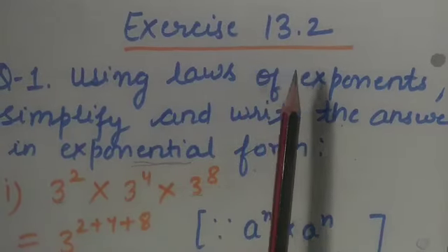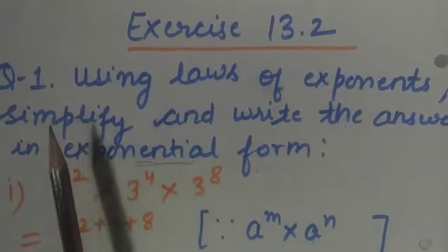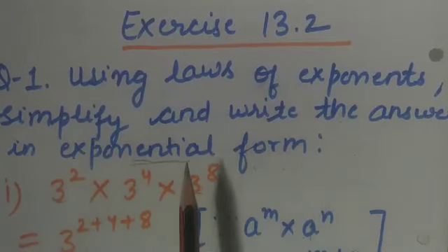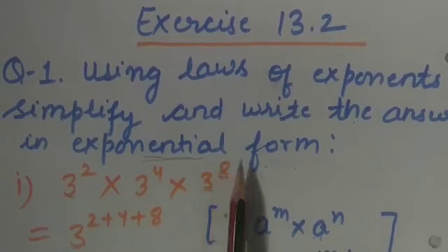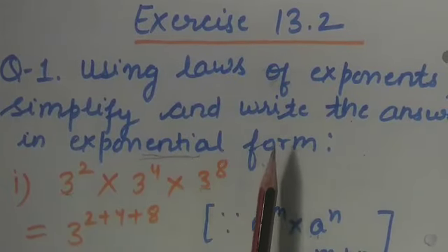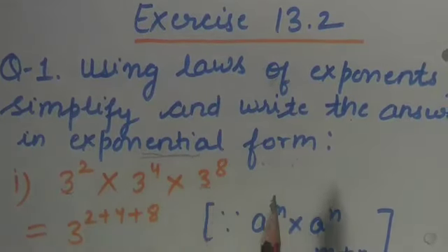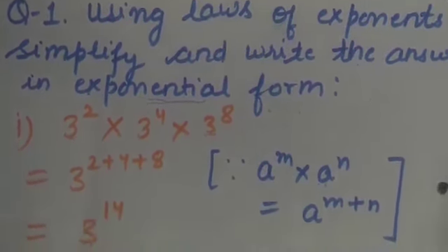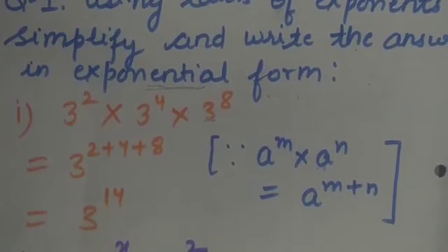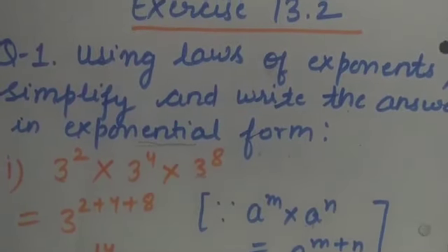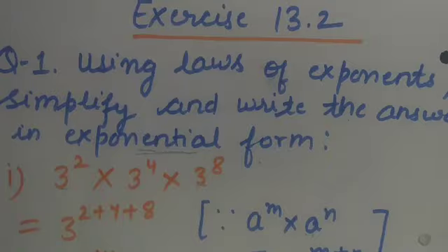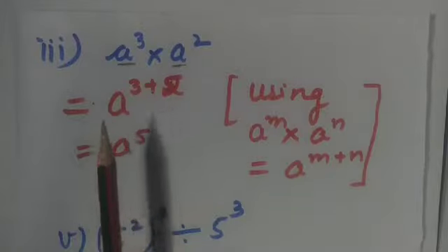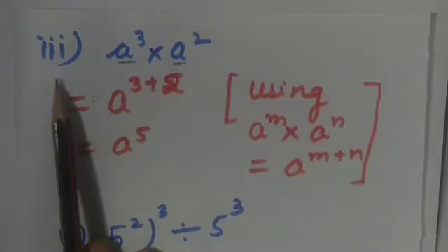So this is exercise 13.2, question number 1. Using laws of exponents, simplify and write the answer in exponential form. We have to simplify the given expression and give the answer in exponential form. In the previous lecture, I explained part first and part fourth. So let us start with part number second. Part second I am not taking because that is easy to solve. So let us discuss part third.